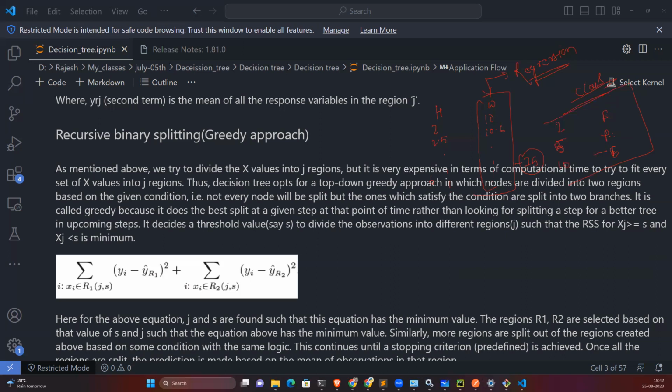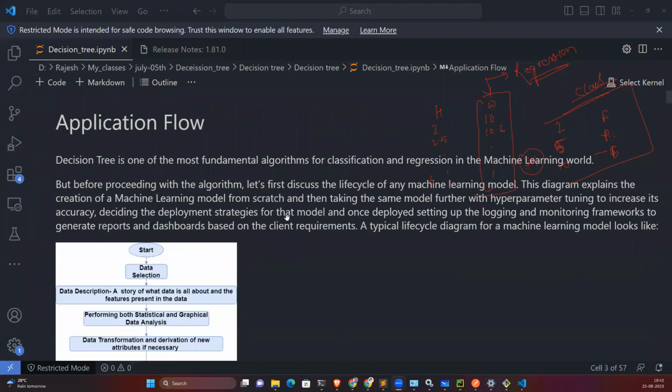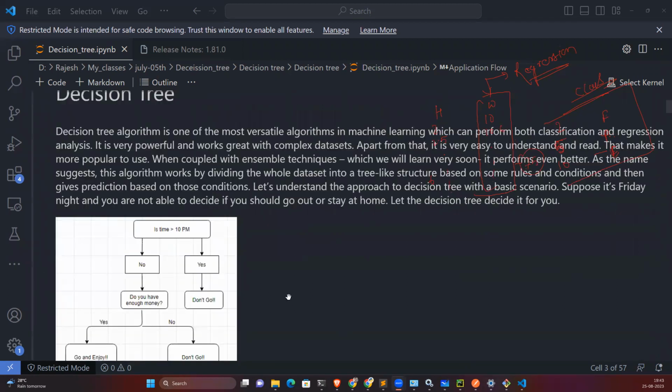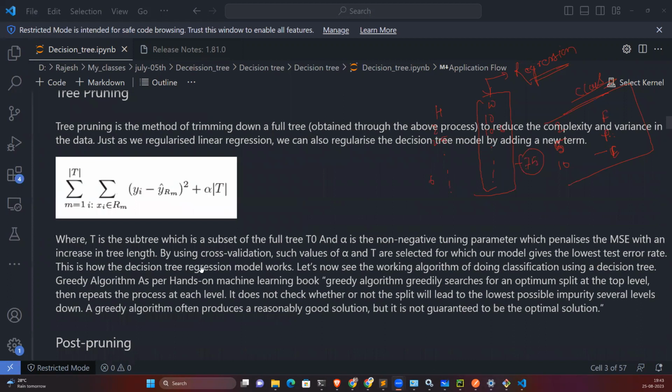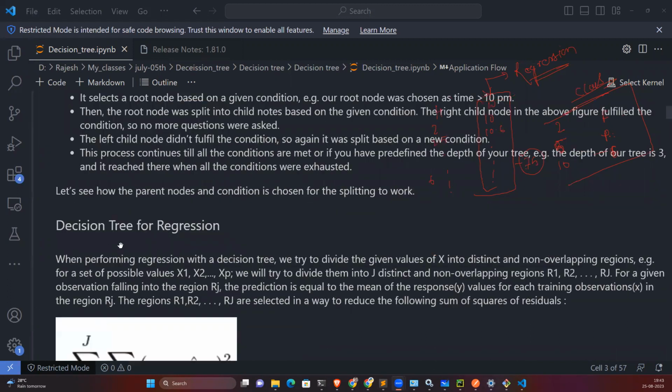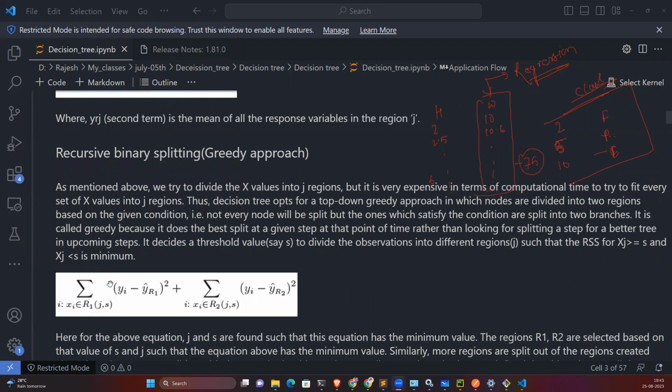Decision tree we can use in both problem statements. That's what I talked about in my very first slide. If you go to the very first slide, decision tree is one of the most fundamental algorithms for classification and regression. Can you see, my dear? Yes. In both cases, we can use the decision tree algorithm, either for a regression problem statement or a classification problem, right? We'll talk about how we can use the decision tree for regression, but as of now, just focus on classification. One minute.